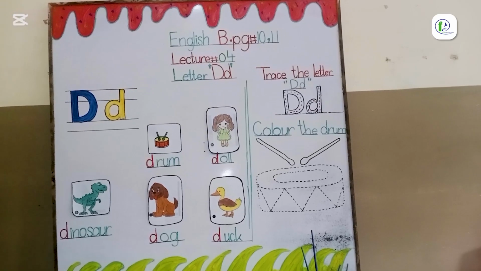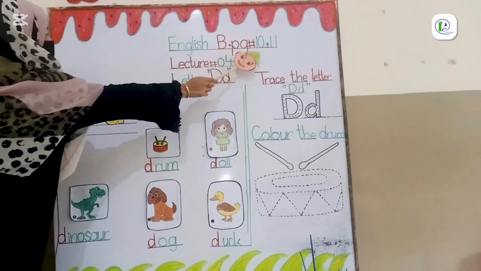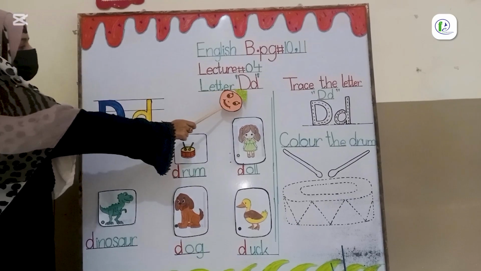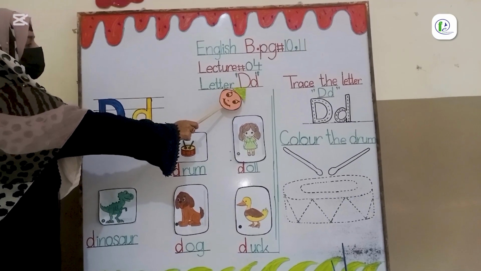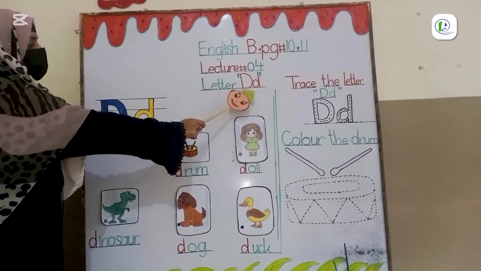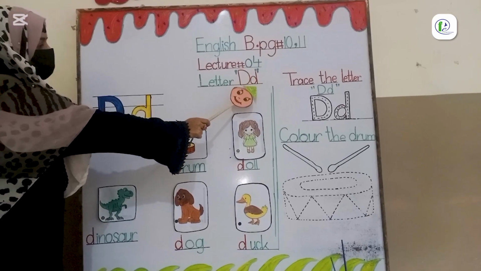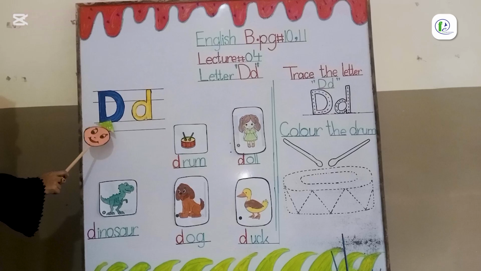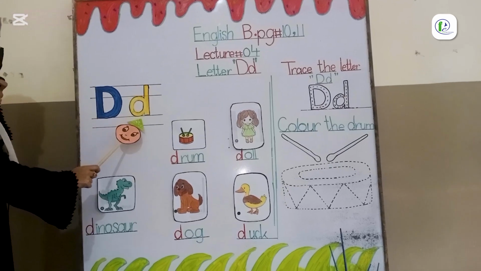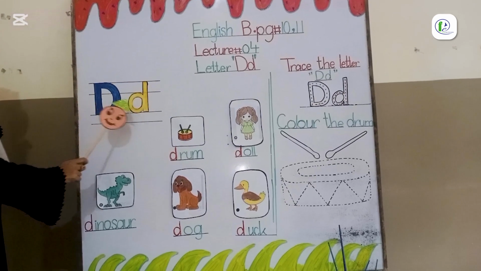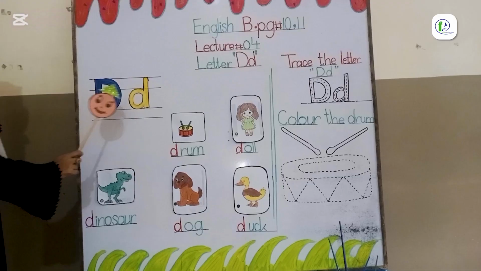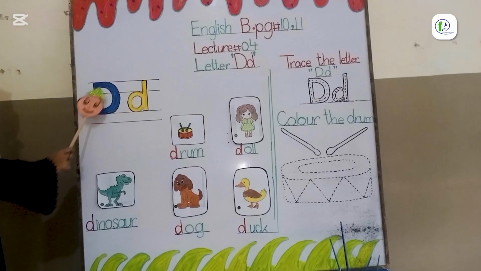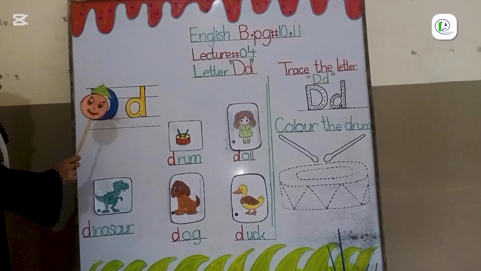Open your book page number 10 and 11. Today our letter is D. Usually the D makes the sound D. Capital D, small d. The sound of this letter D.